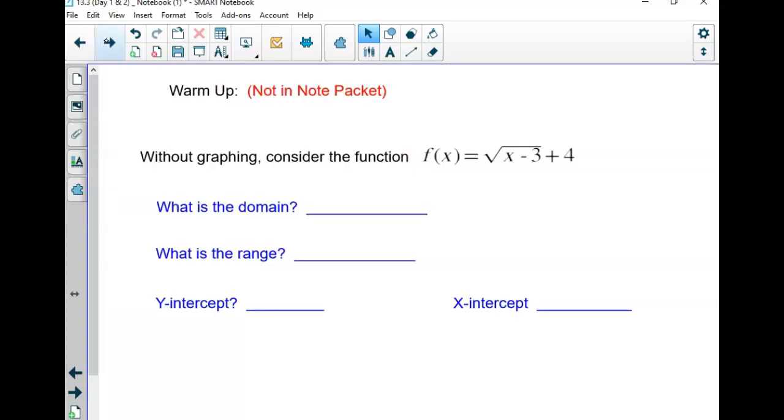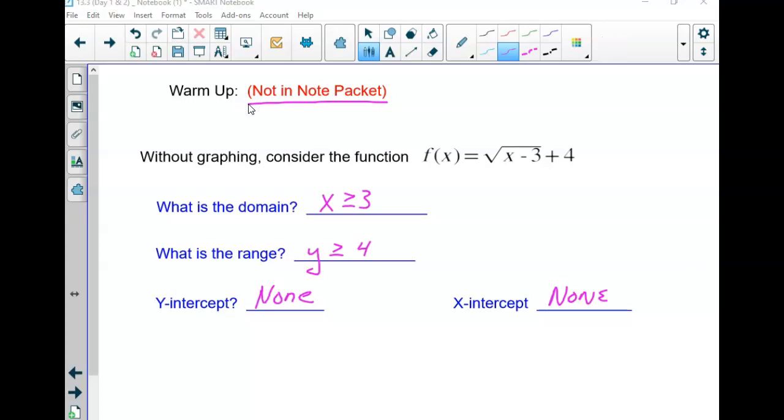So what I'd like you to do here is, this is not in your note packet, as it says right there, okay? Not in your note packet. Just do this on a scratch piece of paper here. We have the square root of x minus 3 under the root plus 4. Find the domain, the range, the y-intercept, and the x-intercept. Little review from last Thursday.